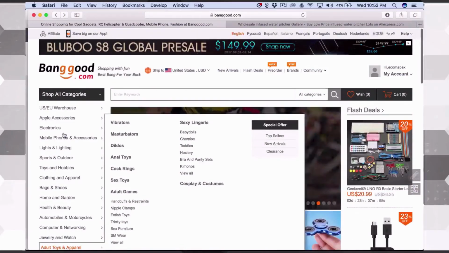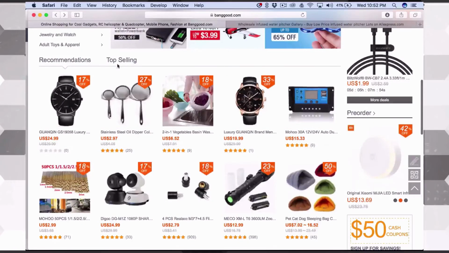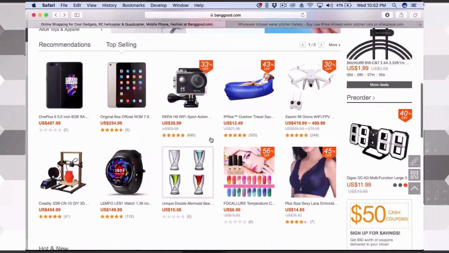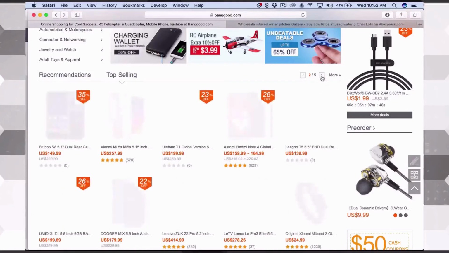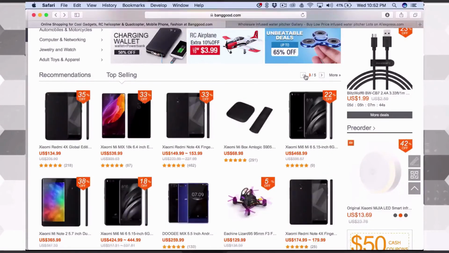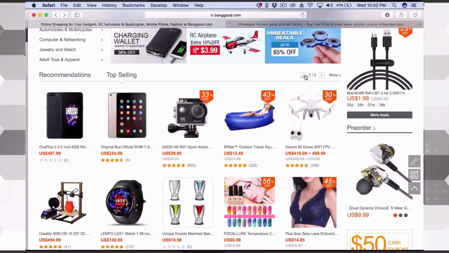So the first thing that I do when I go to BangGood is I scroll down here and I want to look at the top selling, okay? And I can get some ideas from here, and then we can scroll down to the next page. Usually it's electronics and stuff, and I stay away from electronics mostly because if you're shipping something from China, this is where these products mainly are from.